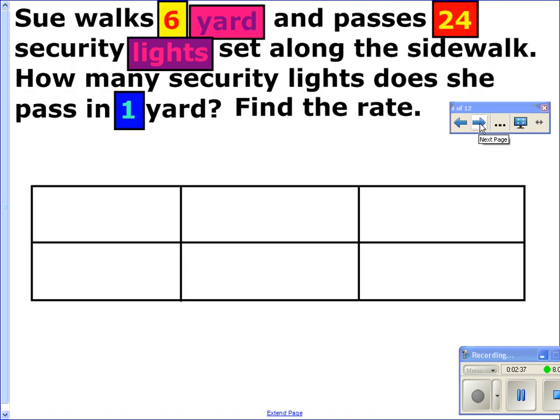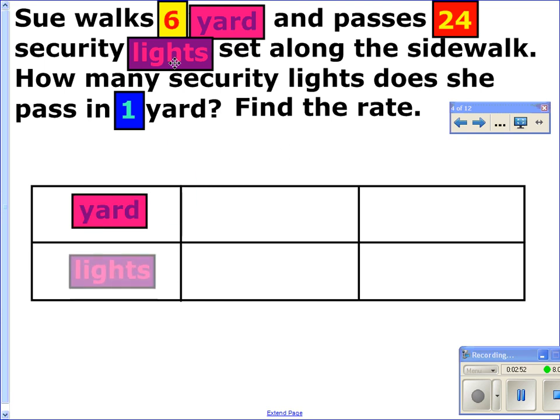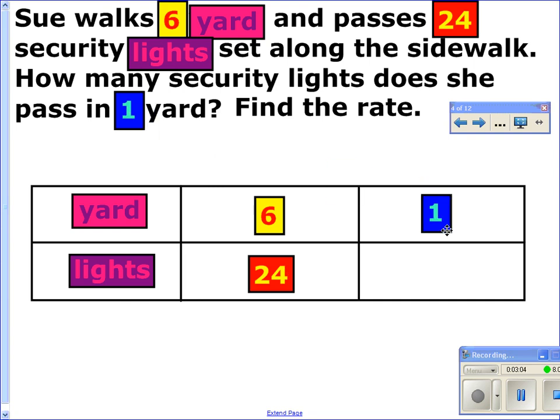Next one. It says Sue walks 6 yards and passes 24 security lights set along the sidewalk. How many security lights does she pass in 1 yard? So again, we're going to set up our word problems. Yards to lights. The 6 is attached to the yard, so we're going to put 6 and then 24 security lights. The 1 is attached to yard here, so it's going to go next to the yard in the box or in the chart. And we do not know how many lights that is, so that's our variable or our x.